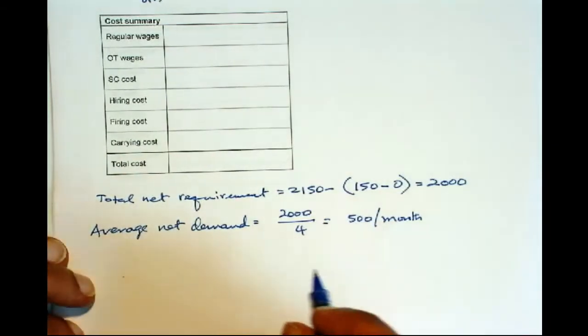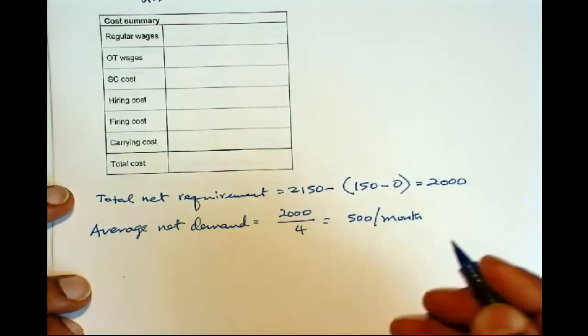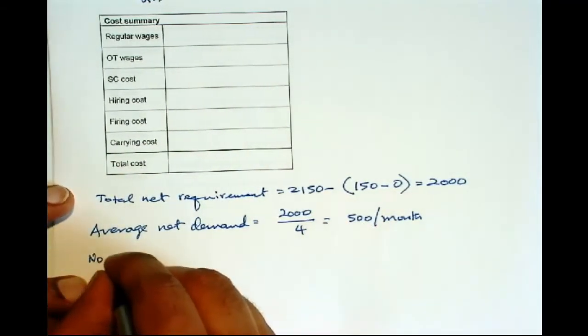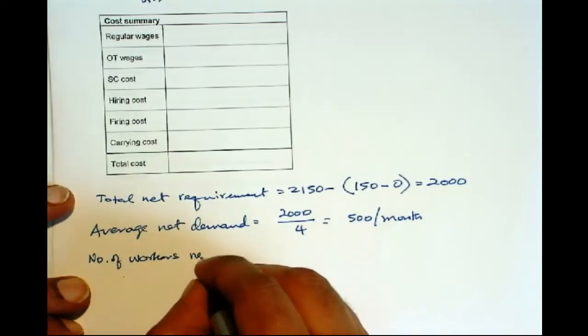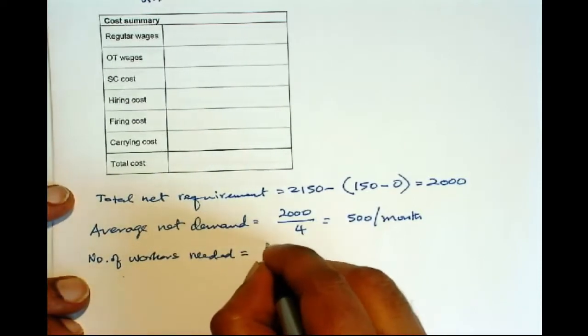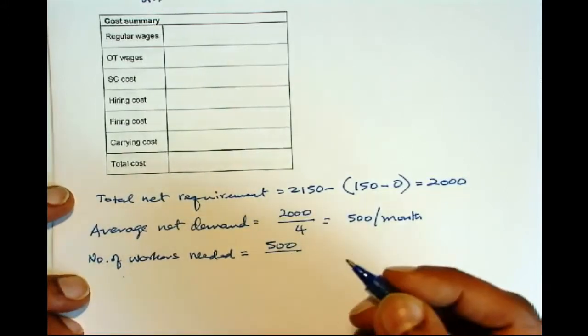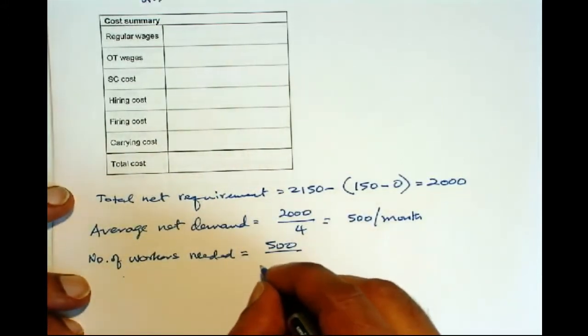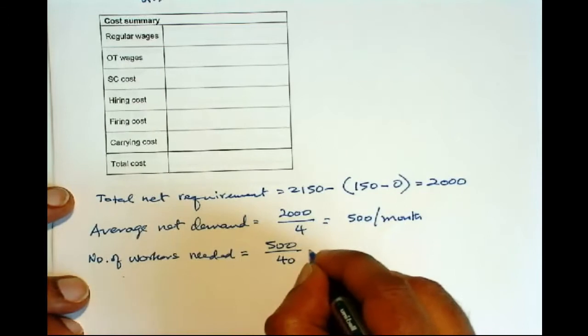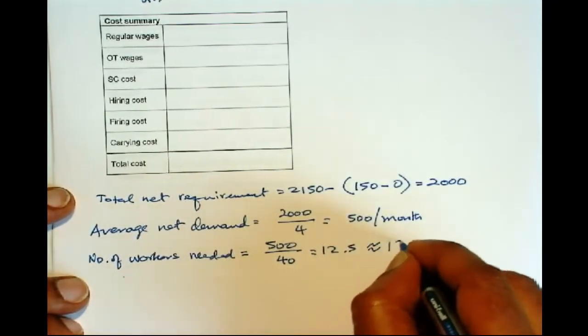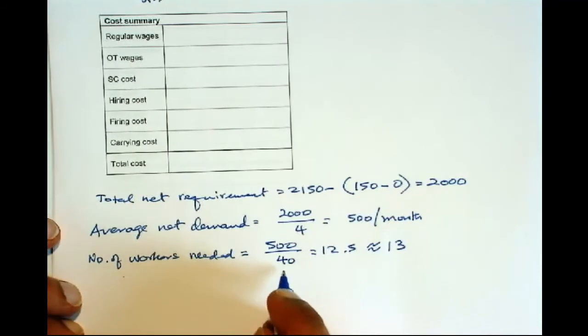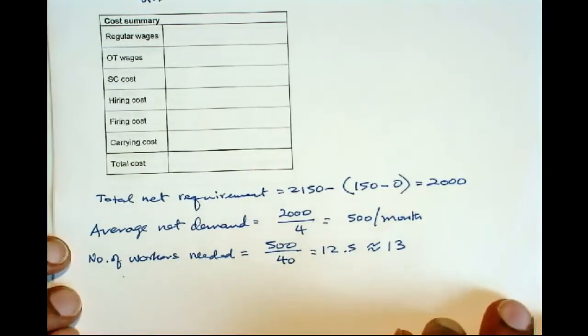So if you're going to produce at the rate of 500 a month, number of workers needed is 500 divided by the production rate. So remember that is 40. So that's 12.5, or we will round it up to 13. So 40 is the production rate that we have already calculated from before.